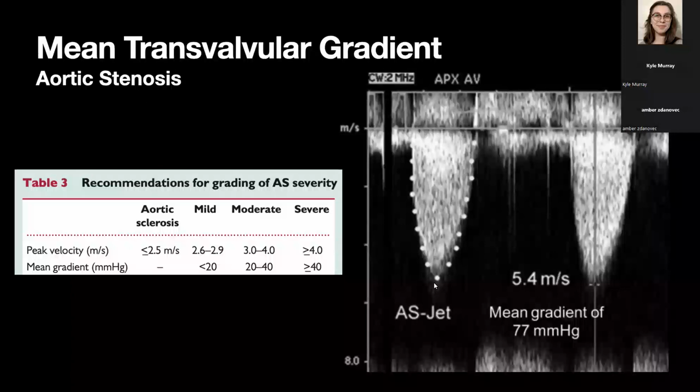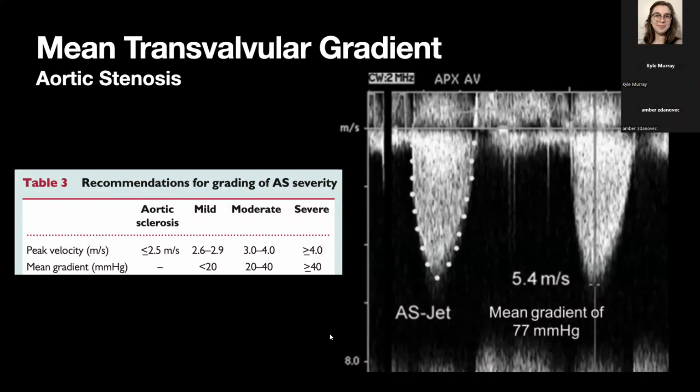So basically, instead of just measuring the peak velocity, you take your cursor and trace it, and the computer will spit out a gradient. It usually tells you a peak and a mean. And similar, which is really nice, is that 4 is severe and 40 is severe. So they both have a 4 in them, which is at least nice. It doesn't work out as nicely down here, but for the severe category, that's easier to remember. So you get your jet tracing, you get a velocity from it, you get a mean gradient, and those are 2 of the 3 things you use to calculate AS severity.